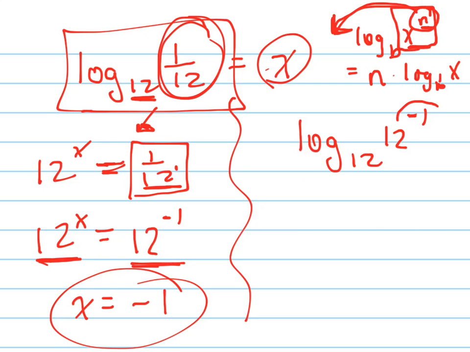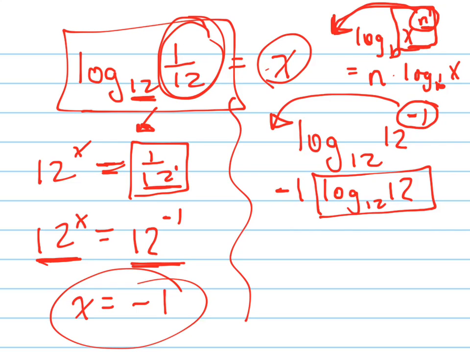So I can take this and bring it down to the front, which means it'll be negative 1 times the log base 12 of 12. And what's the log base 12 of 12 equal to? The log base anything of itself is equal to 1. So this cancels to 1, not to 0, to 1. So negative 1 times positive 1 is negative 1.